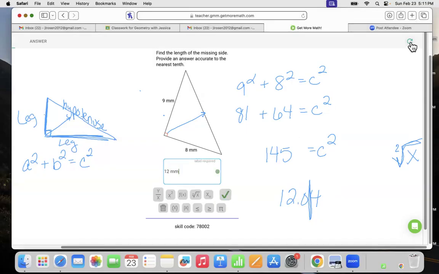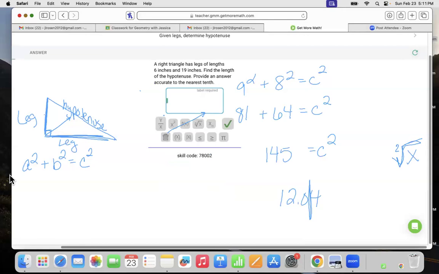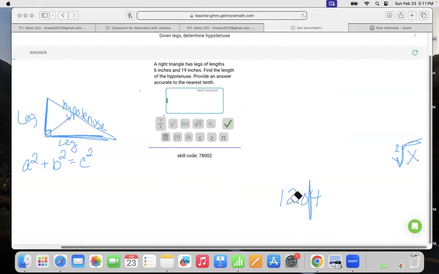Okay, so hopefully that helps. Just make sure that you understand we're going to do this any time we're dealing with right triangles.